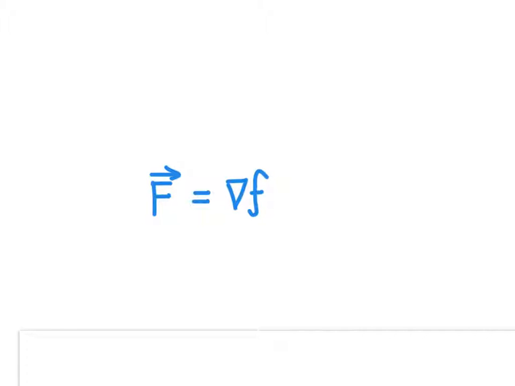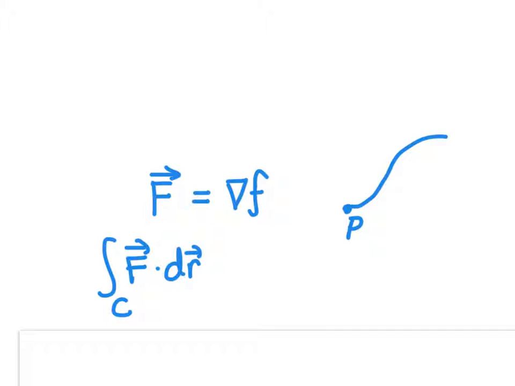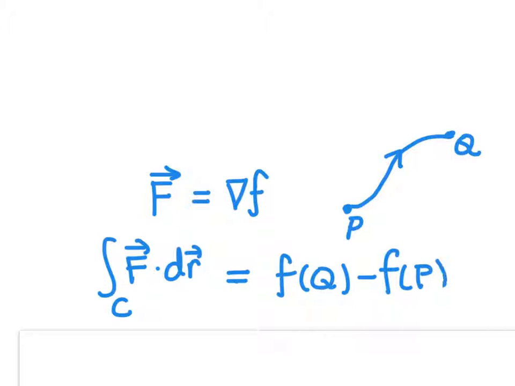So if you integrate a conservative vector field over some smooth curve C, and let's say that that curve begins at some point P and ends at some point Q, the theorem says that the value of this integral is equal to the potential function evaluated at the endpoint minus the potential function evaluated at the beginning point.